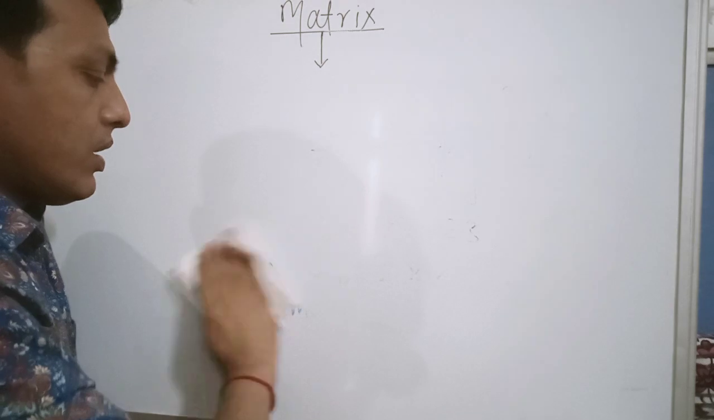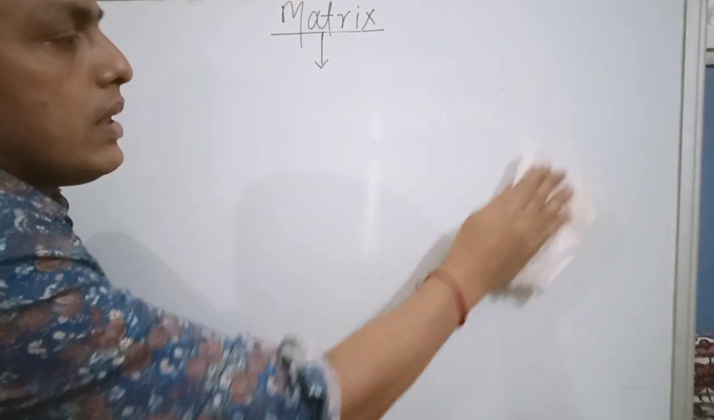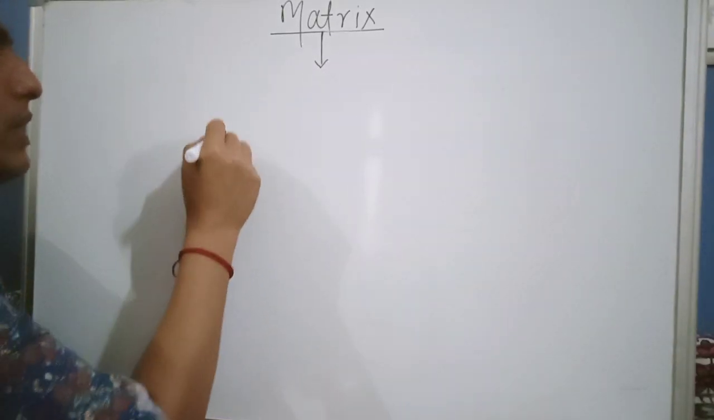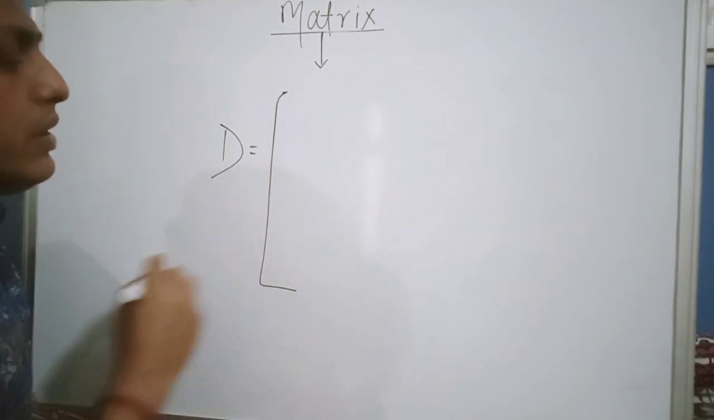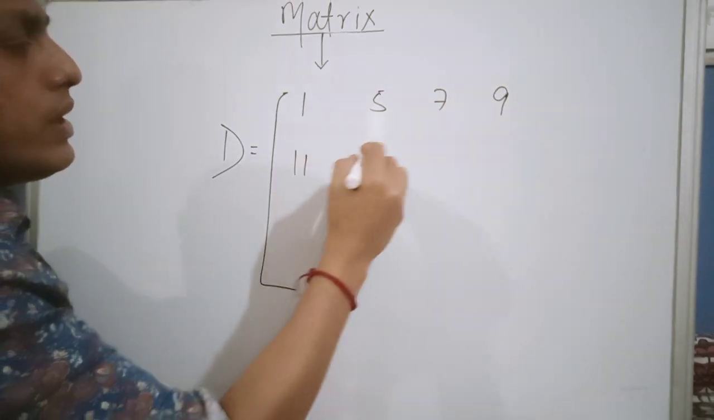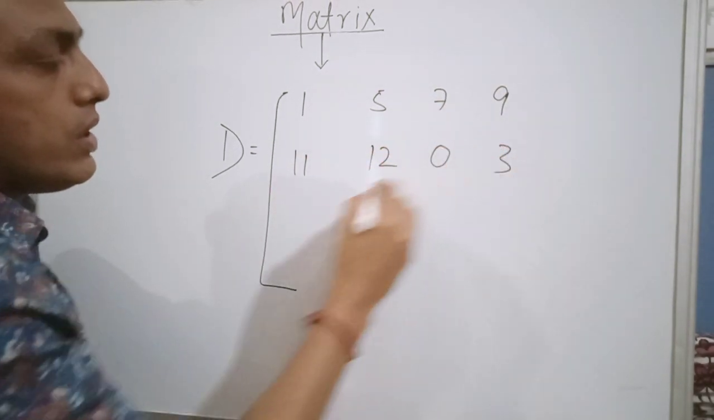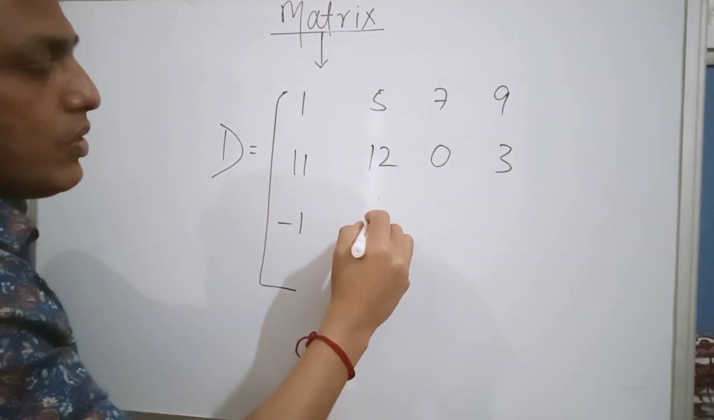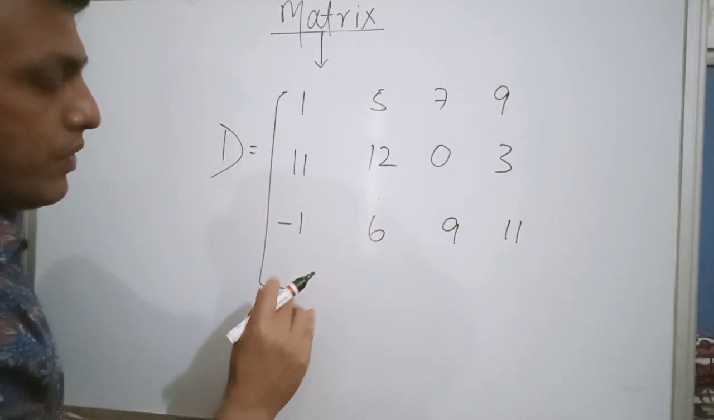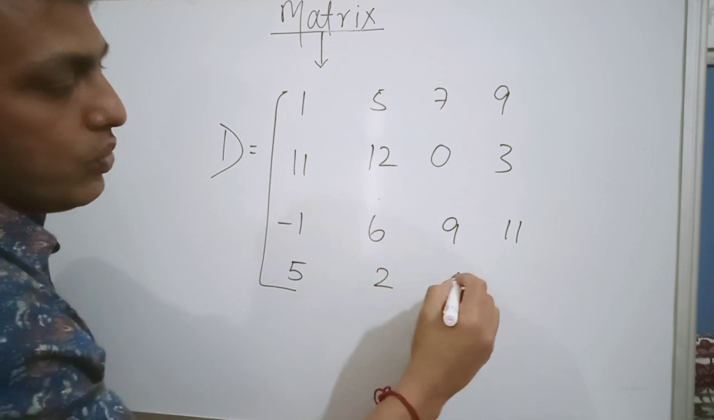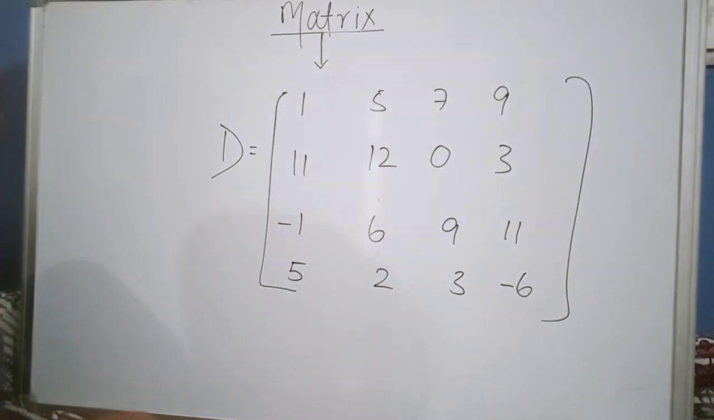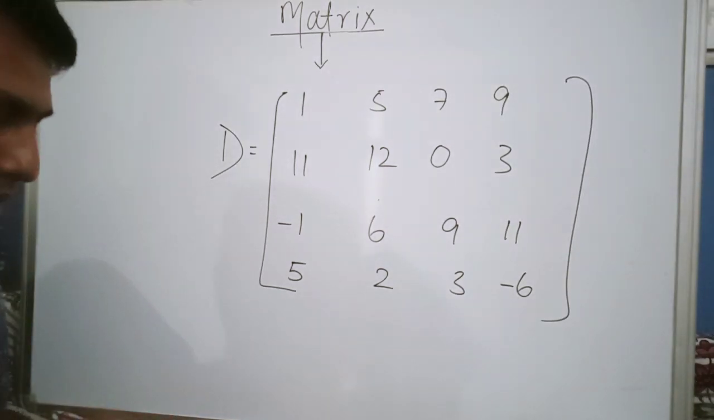I'm going to take quite a large matrix, and the matrix is D. 1, 5, 7, 9, 11, 12, 0, 3, -1, 6, 9, 11, 5, 2, 3, -6. We have to find the number of rows and number of columns. So very simple.